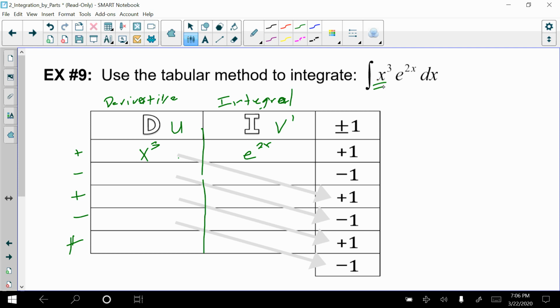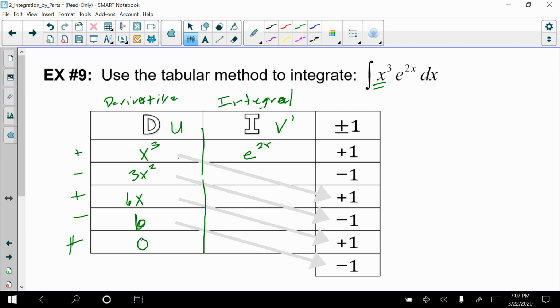So the derivative of x cubed will be 3x squared. And the next derivative will be 6x. The next derivative would just be a 6. And the derivative of a constant is 0.